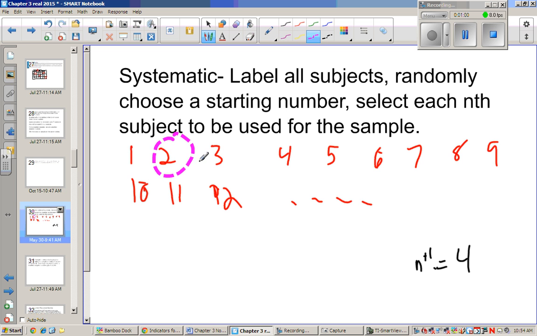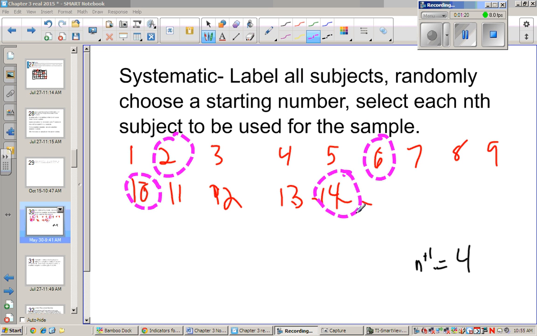So then we go 1, 2, 3, 4. They're in the sample. 1, 2, 3, 4. They're in the sample. So on and so on. And you keep on doing this until you get the desired sample size. Now this is a good way, and it's used fairly often in a lot of research.